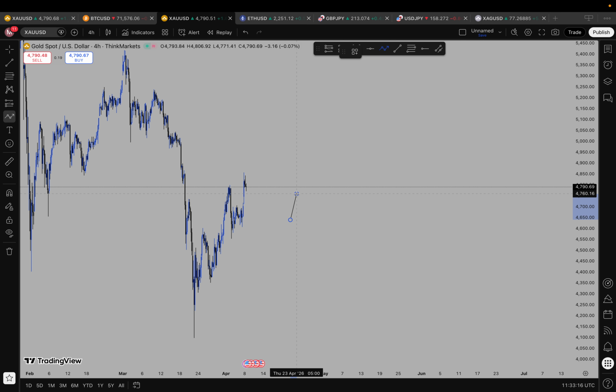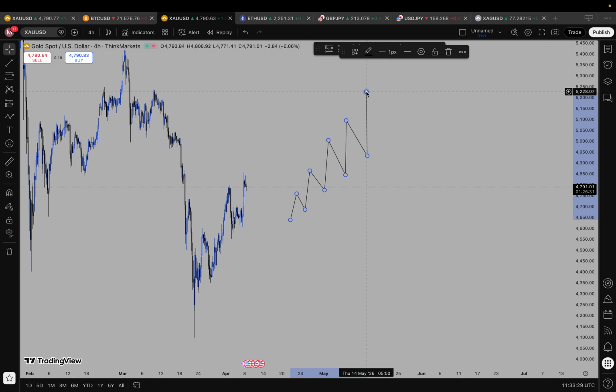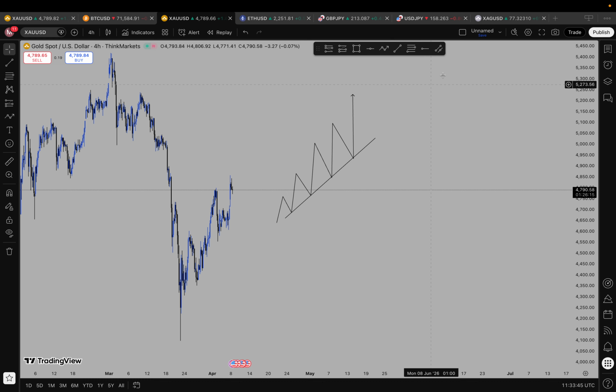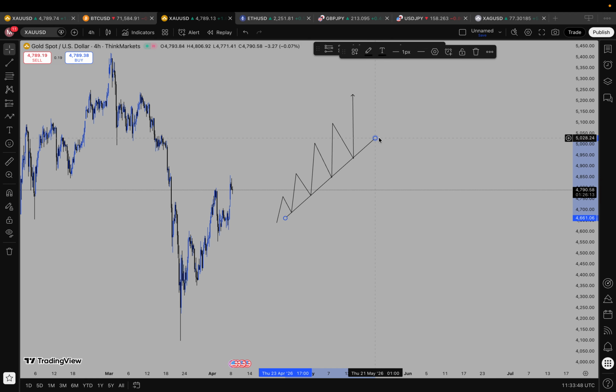So uptrend is when the market is making higher highs, higher lows, higher highs, higher lows, and so on. This is a bullish market, and this is uptrend. Do you understand? This is a bullish market. So once the market is breaking structure to the upside, that is a clear bullish market.